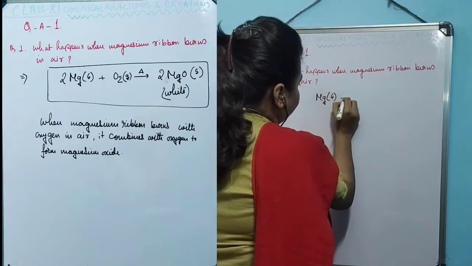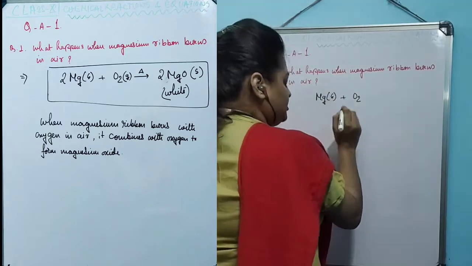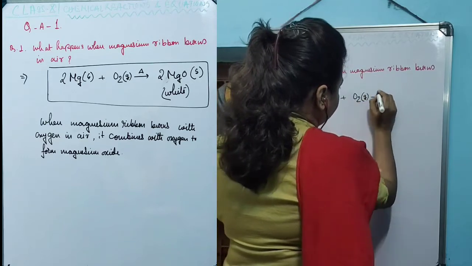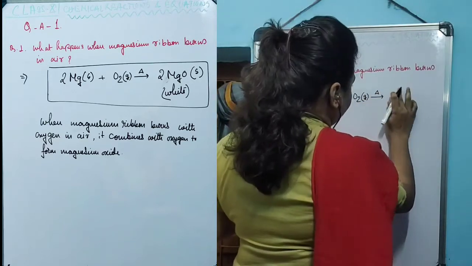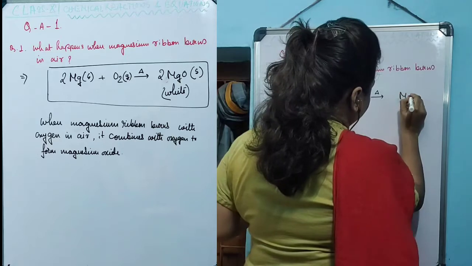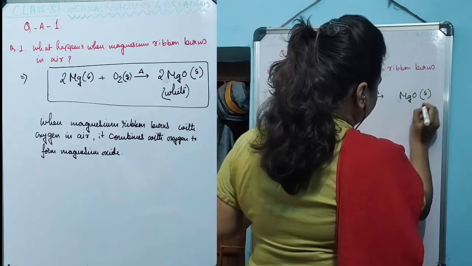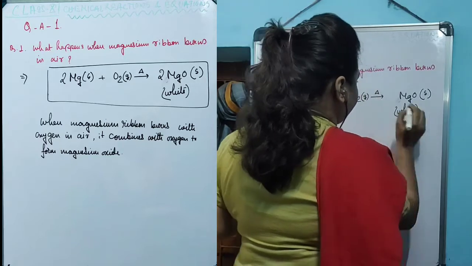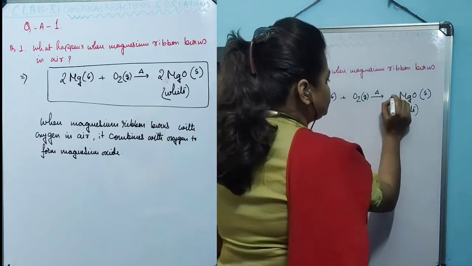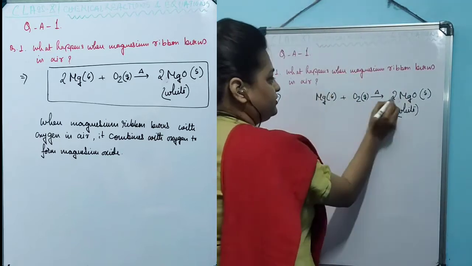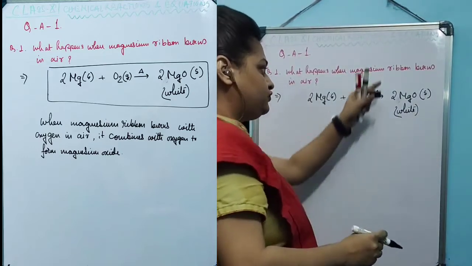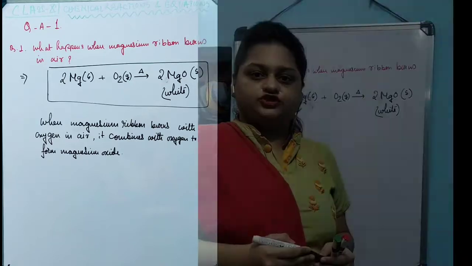Magnesium, which is solid in nature, burns in oxygen in air, which is gaseous in nature, to give magnesium oxide, which is also solid in nature and a white powdery solid. Now, to balance this, we have to multiply 2 with magnesium oxide and 2 with magnesium. This is the balanced chemical reaction for this particular reaction.